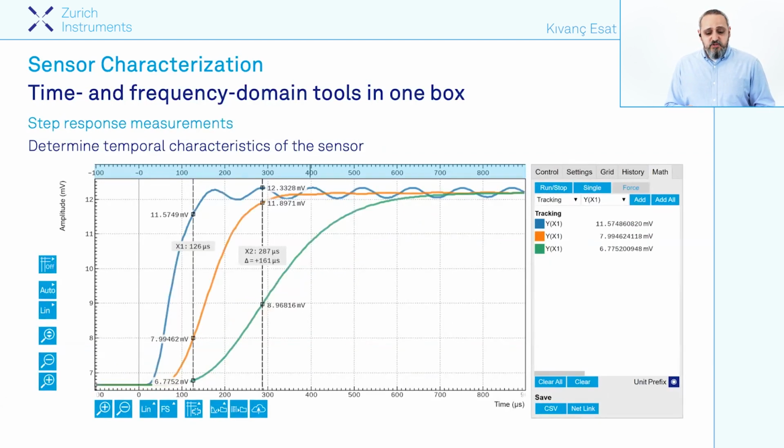Step response, as I mentioned, is important. For instance, if you want to look at an underdamped situation, as you see here by these fluctuations over time, or the overdamped situation where we see a rapid decay or settling of the signal, as we observe here.